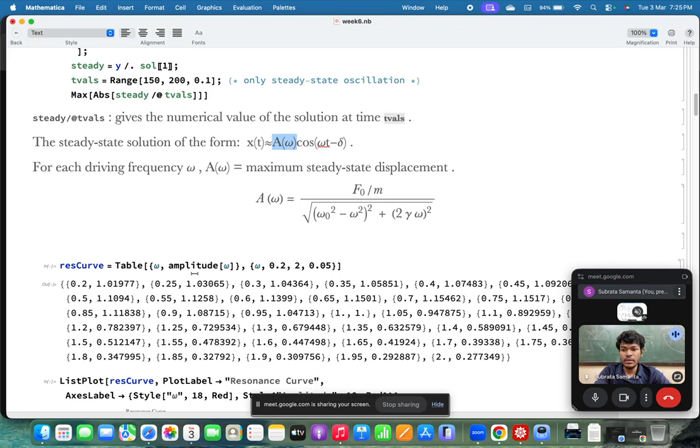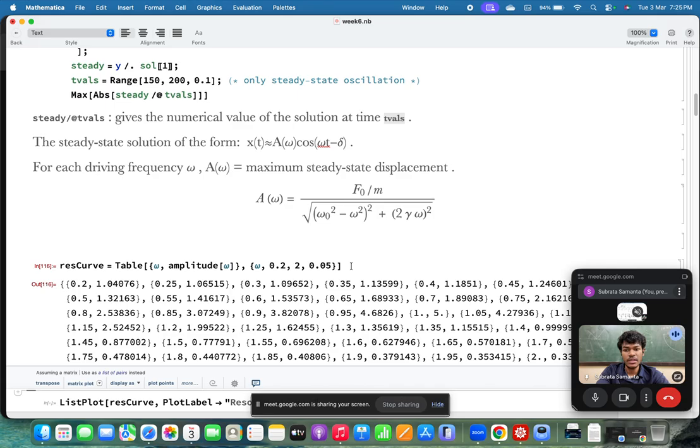So basically we construct a table of omega versus the amplitude. I vary omega from 0.2 to 2, right, with my natural frequency at 1. I use a very small step of 0.05, so that I can properly see whether there is a resonance curve or not. You create very small steps and calculate the amplitude for each value of omega, so we create a table for that.